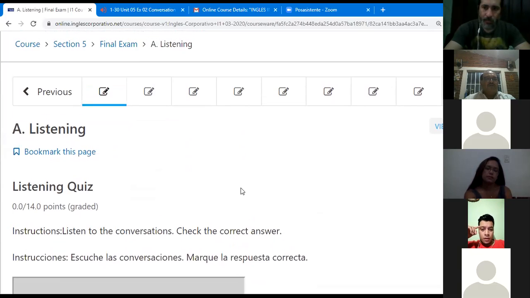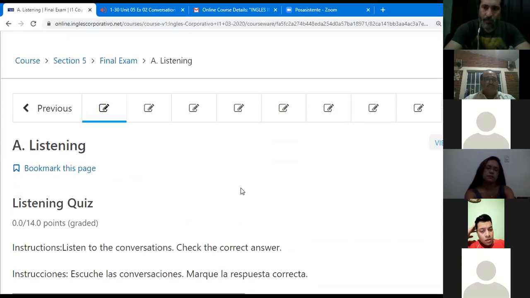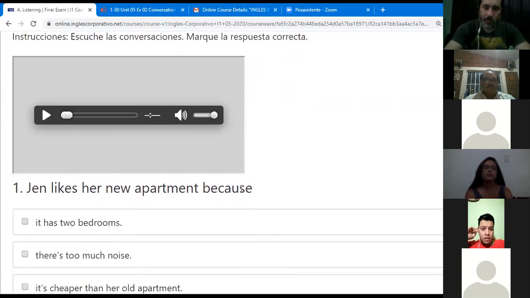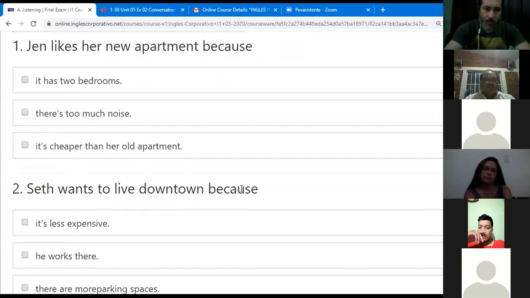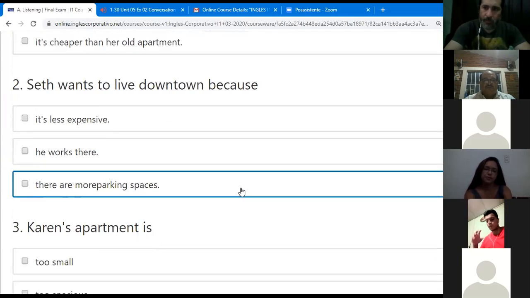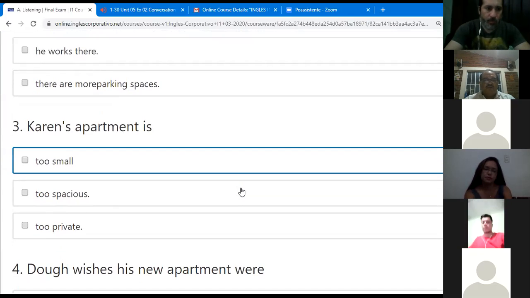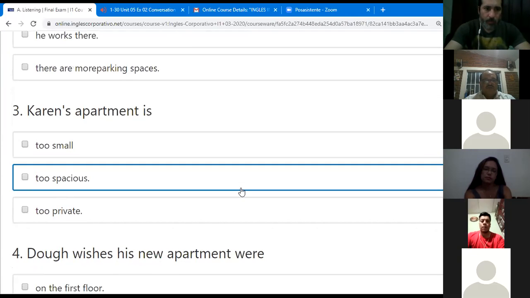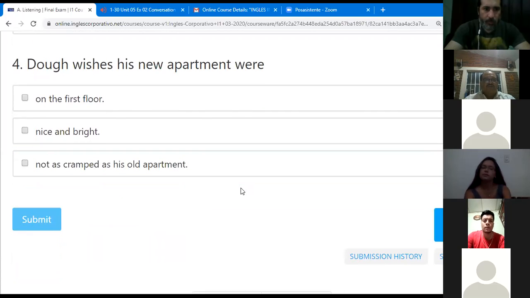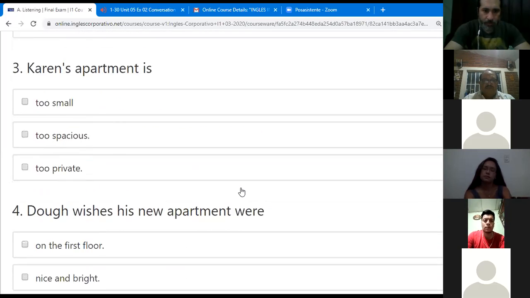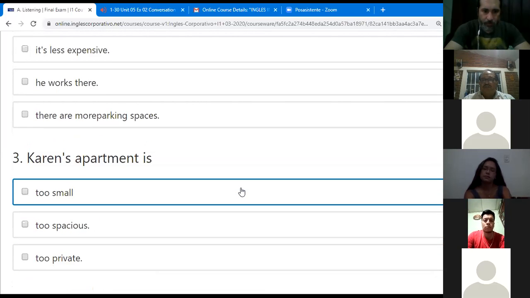So we have a listening quiz. Then comparatives, when I use adjective comparatives. This is one review that we're going to have on Monday: too small, too spacious, too private, and enough. For Monday, we're going to practice with comparatives. Remember, too and enough.